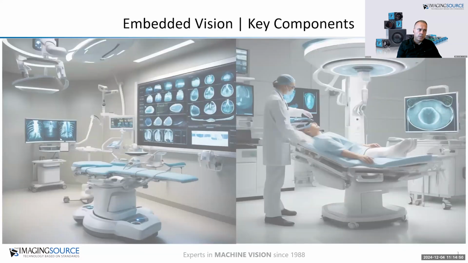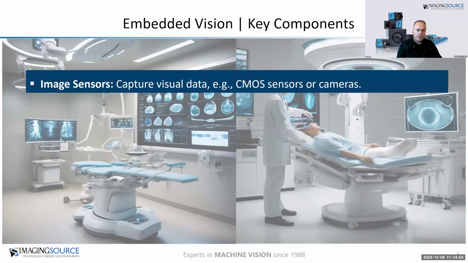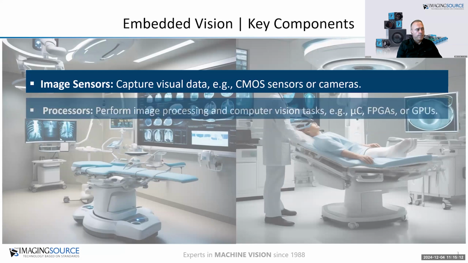So what are the typical key components of an embedded vision system? Of course, we have sensors. This could be also image sensors, but any other sensors either. When we speak about visualizing data, it is typically an image sensor, and it could be the sensor itself, or it could be a sensor integrated onto a camera module and providing more functionality.